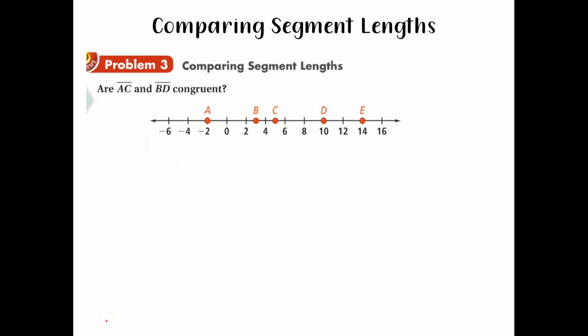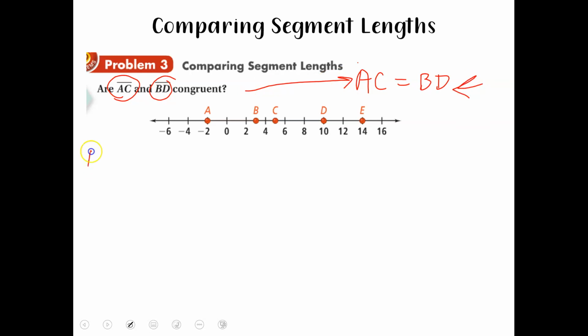Okay, so if we look at this number line and we are asked if AC and BD are congruent, what we really want to know is the length of AC equal to the length of BD? Notice when I'm asking about congruency, I use the segment mark at the top of these two. When I'm asking if they're equal, I don't put anything over the top. So to figure out if AC and BD are congruent, we have to first figure out how long is AC and how long is BD and see if they're equal.